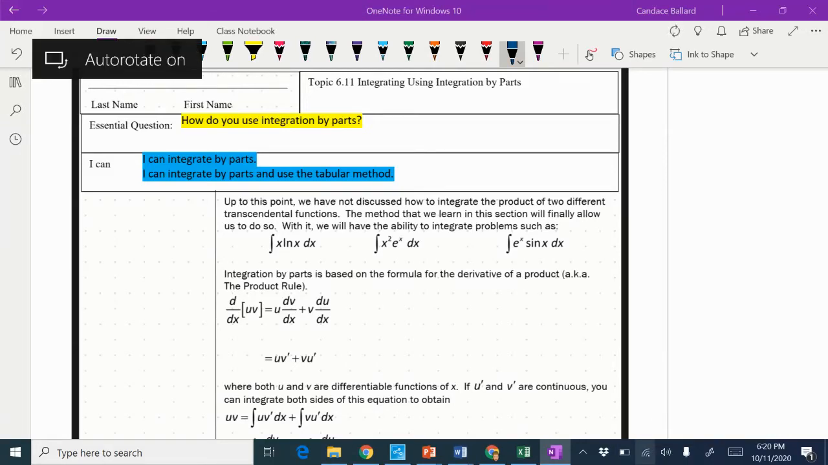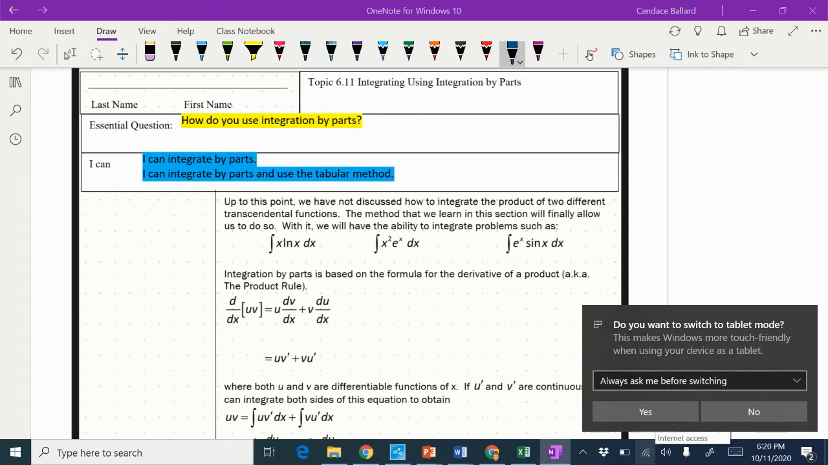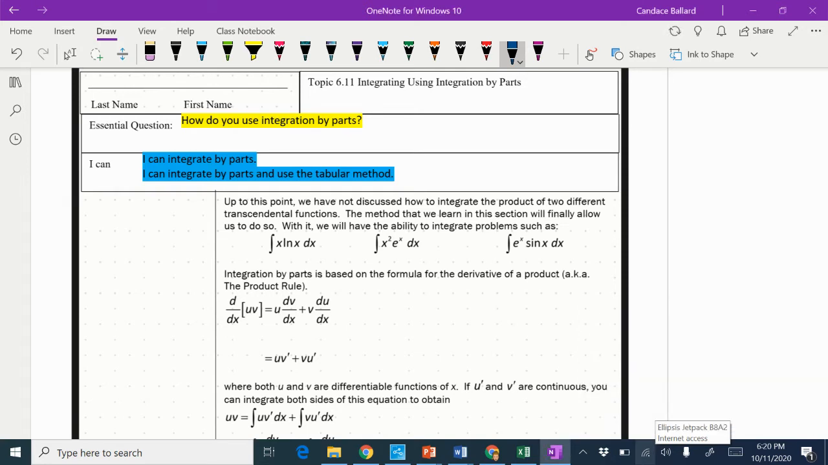Hello, and in this video we're going to talk about topic 6.11. We're using integration by parts. So we're going to answer the essential question, how to use integration by parts, and our two I can statements are: I can integrate by parts, and I can integrate by parts and use the tabular method.